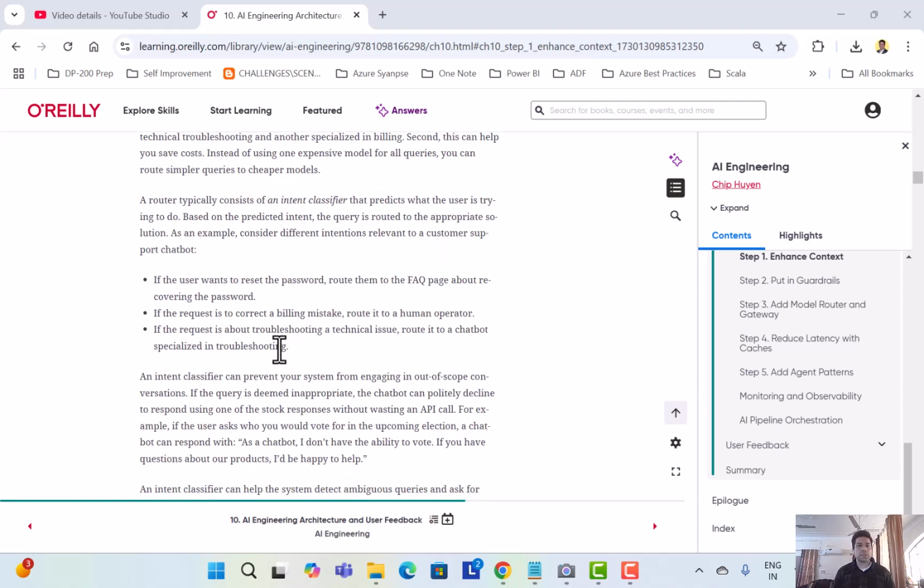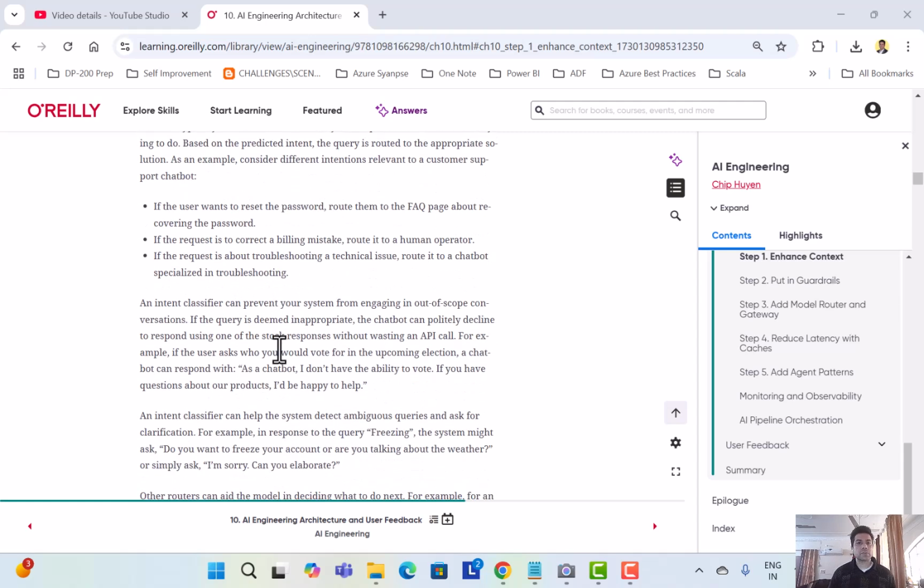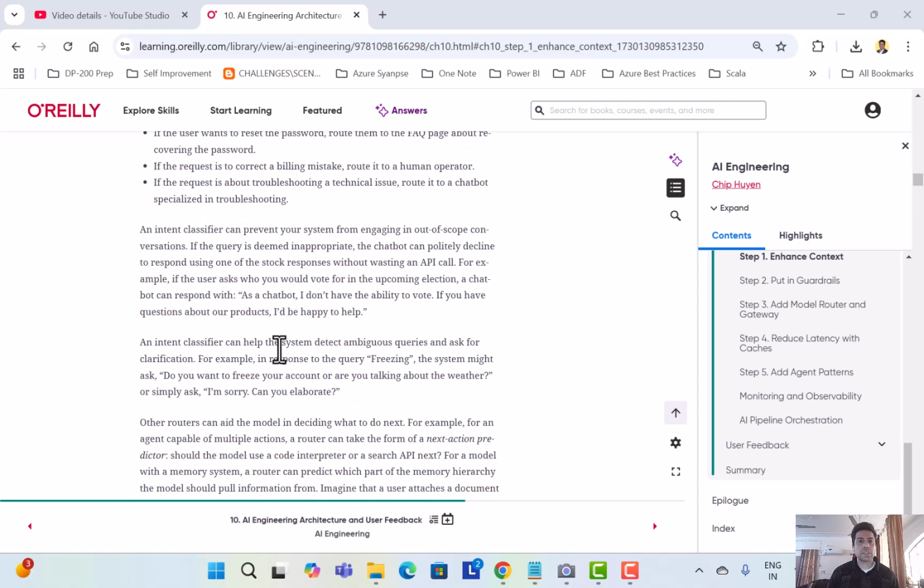A router typically consists of an intent classifier that predicts what the user is trying to do. Based on the predicted intent, the query is routed to the appropriate solution. As an example, consider the following intentions relevant to a customer support chatbot. If the user wants to reset the password, route them to the password reset page. If the user is correcting a billing mistake, route it to a human operator. If the request is about troubleshooting a technical issue, route it to a chatbot specialized in troubleshooting.